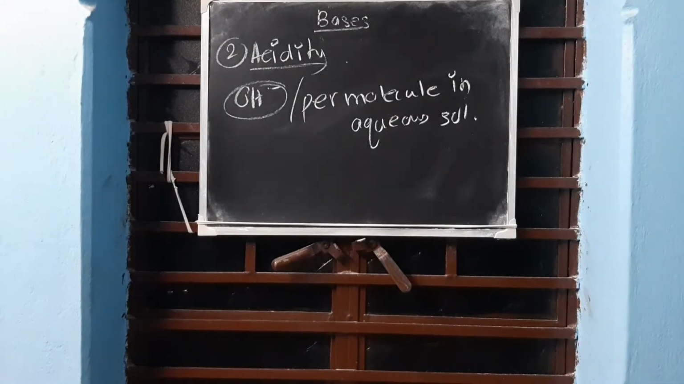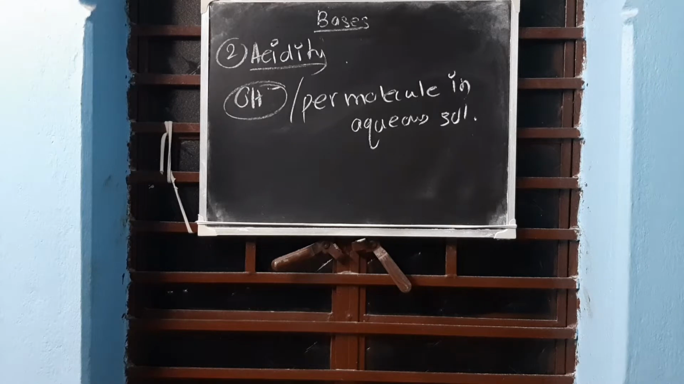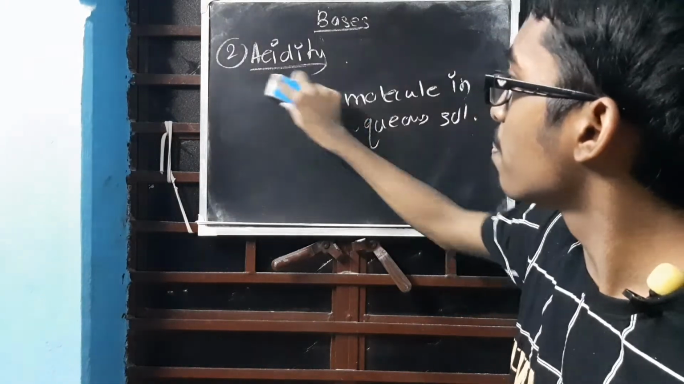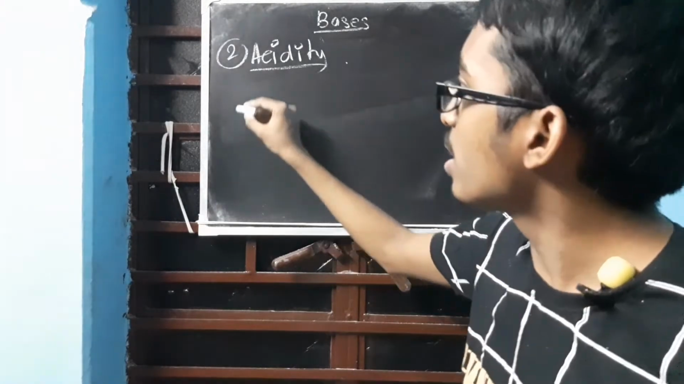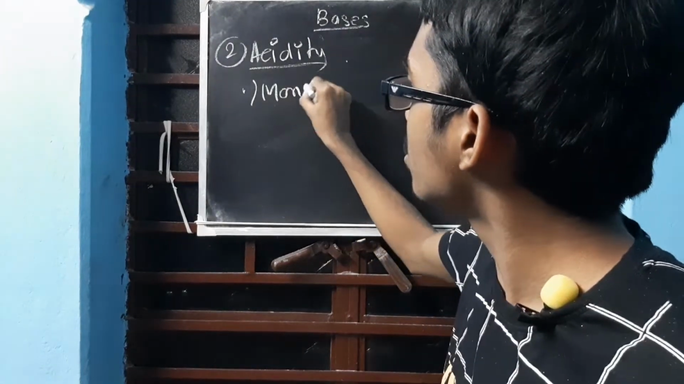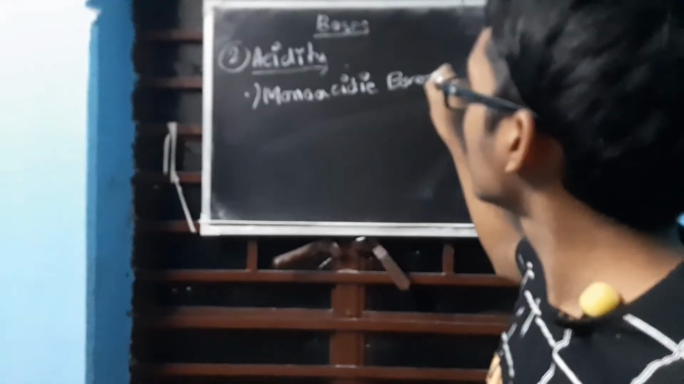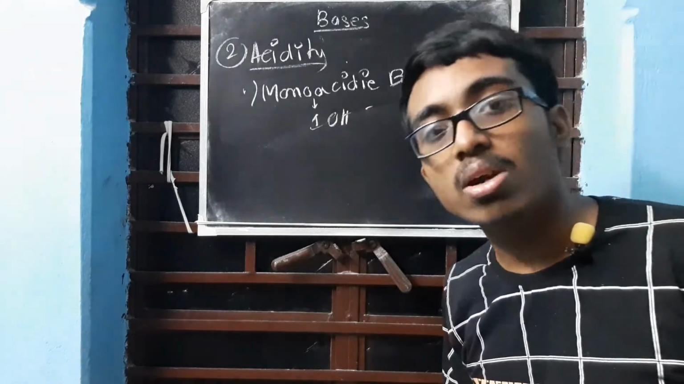Based on acidity, we have classified the bases into three types: monoacidic, diacidic and triacidic. Just like we did in the case of acids, similarly we will do in the case of bases. Number one is the monoacidic base. By the term mono, you can understand that it gives only one OH- ion. So a monoacidic base means one OH-. Example, NaOH.